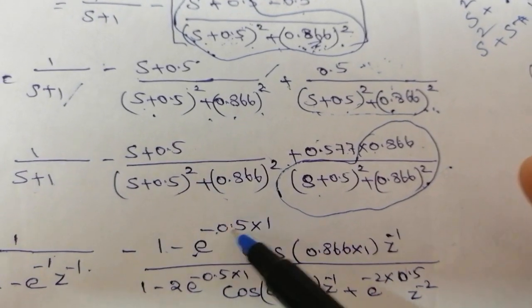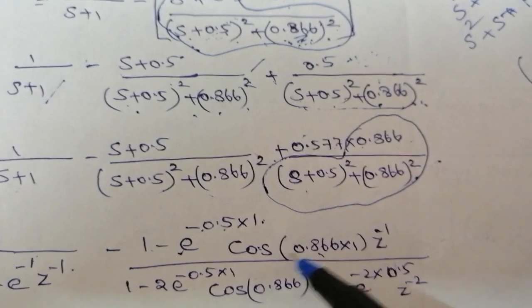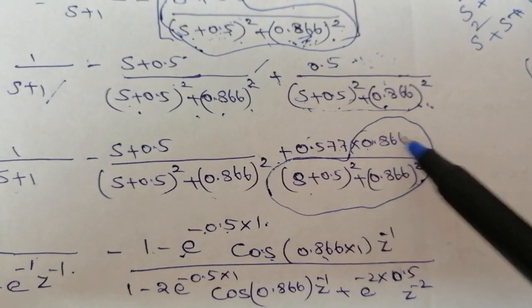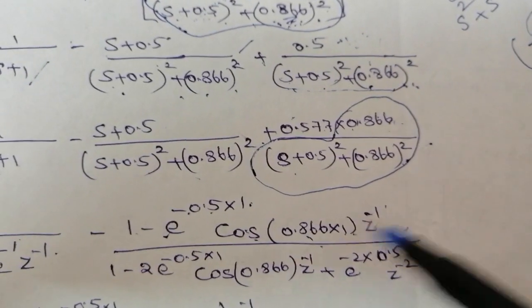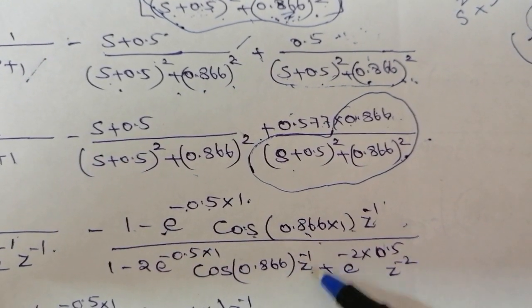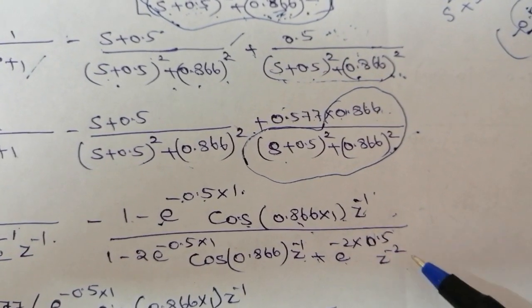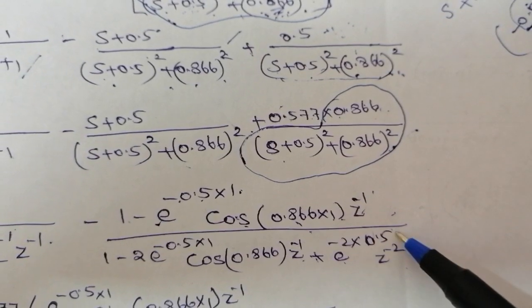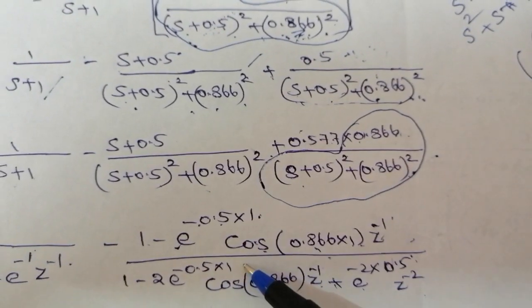a is 0.5, so minus 0.5 into T, which is 1 second, times cos bT. The b value is 0.866 into T value, z power minus 1, divided by the denominator term: 1 minus 2 e power minus aT cos bT z power minus 1 plus e power minus 2aT into z power minus 2. Here T equals 1, so that's why I am not mentioning that 1 value. This is the formula for the second term.